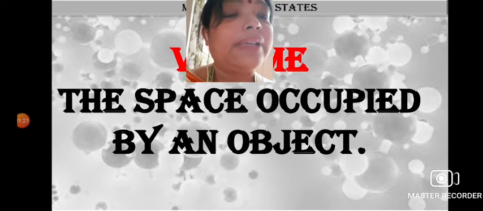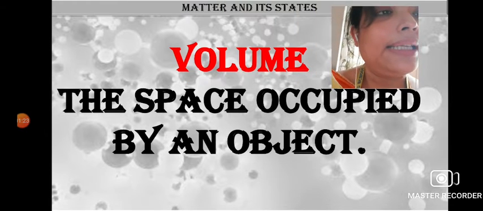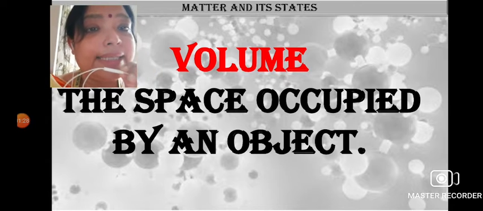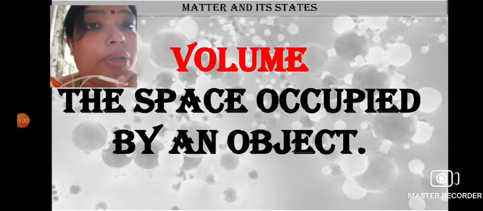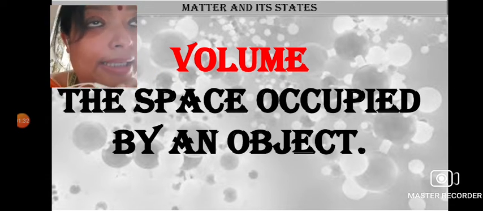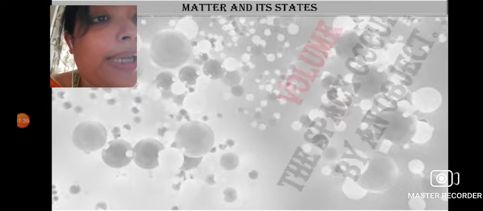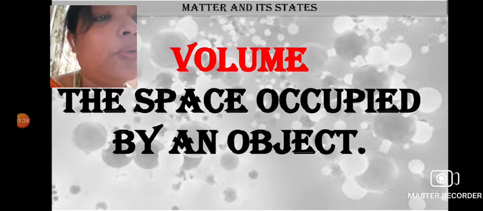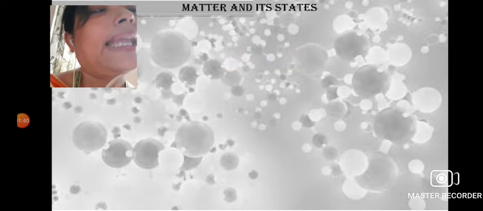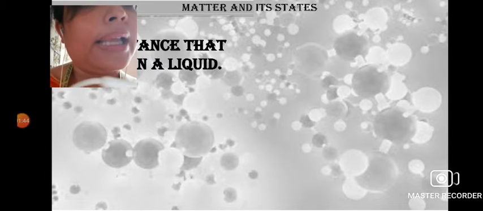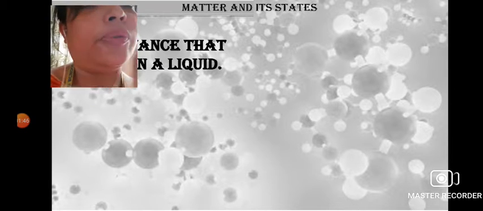Next, we are learning about volume. What is volume? It is the space which is occupied by an object. Any space that can be occupied by an object is known as the volume of that object. So whatever space it occupies, it denotes the volume.